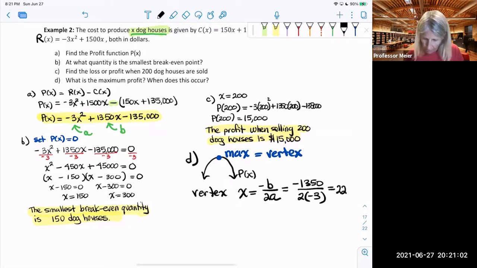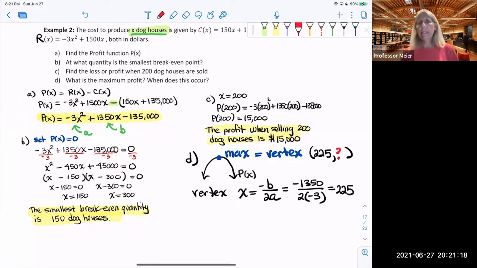225. Now remember, the vertex is an ordered pair. It's a point. So the only thing I have so far is the x value of the vertex. The x value is 225. What you still would have to do is get the y value, right? I still need the y value. Well, the x value represents the dog houses. So now I know that to get the max profit, you're going to have to sell 225 dog houses.